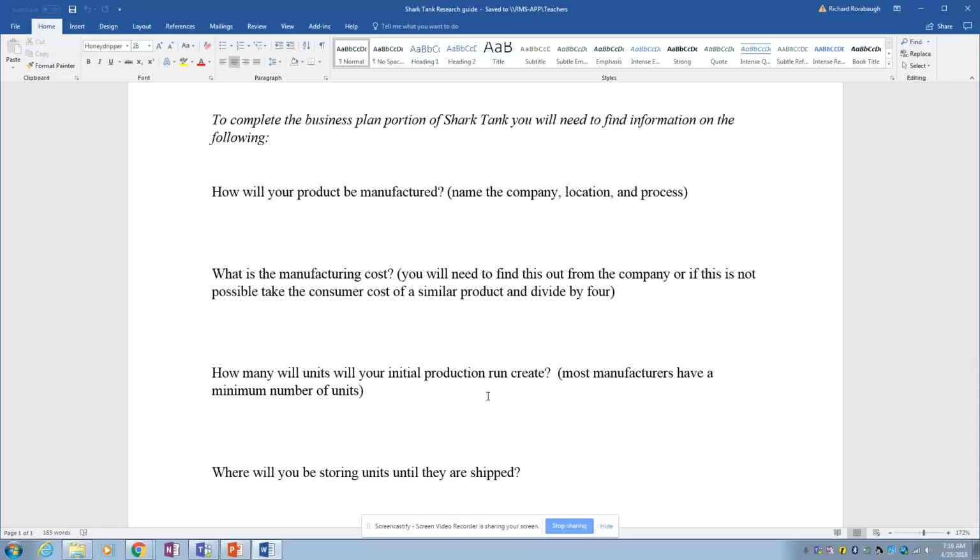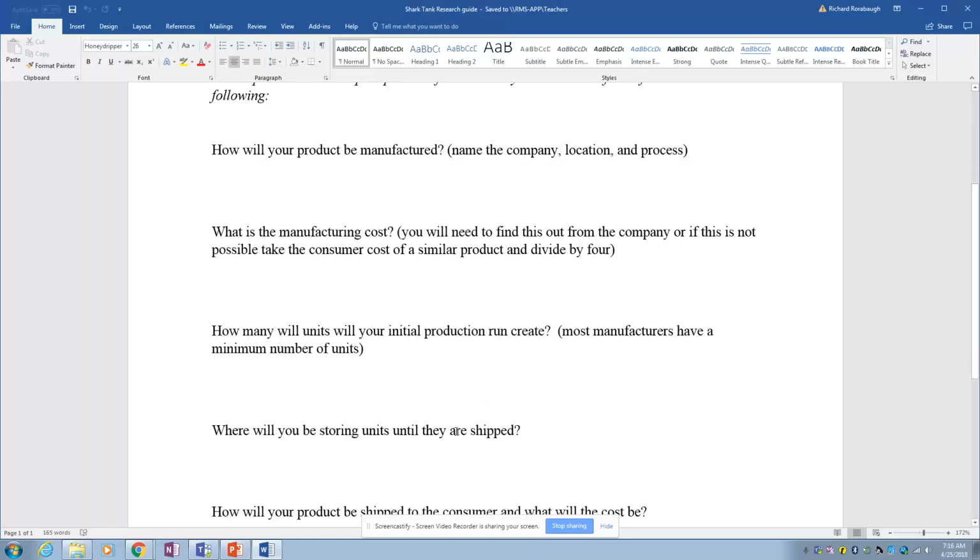If you're unable to determine what the manufacturing cost is, it's not on the website for that particular manufacturer, or they're asking you to email them and they haven't gotten back to you yet, find a product that's similar, divide by 4, that tells you what it costs them to make it. And then it has to be sold to a retailer, and a retailer has to sell it to you, so it goes through several markups.